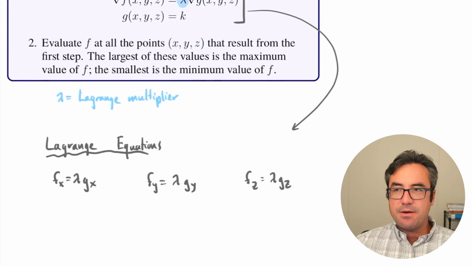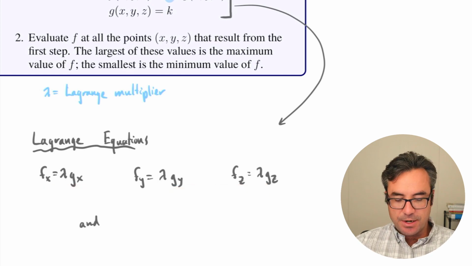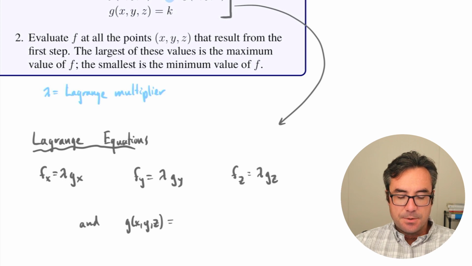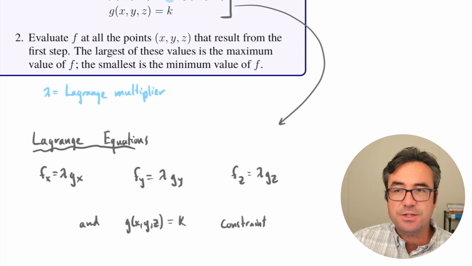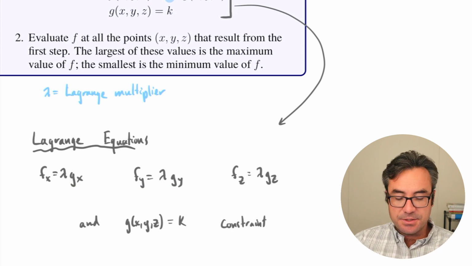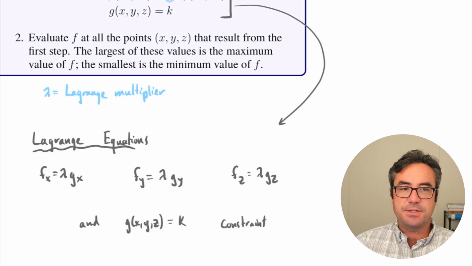And then we also have our constraint equation. So we're going to have these partial derivative equations and then also our constraint equation, which we're going to use to work with as well. This is written for the 3 variable case where we have a function in terms of x, y, and z. If it's a 2 variable case, then we're just going to have the first 2 of these equations and also a constraint.